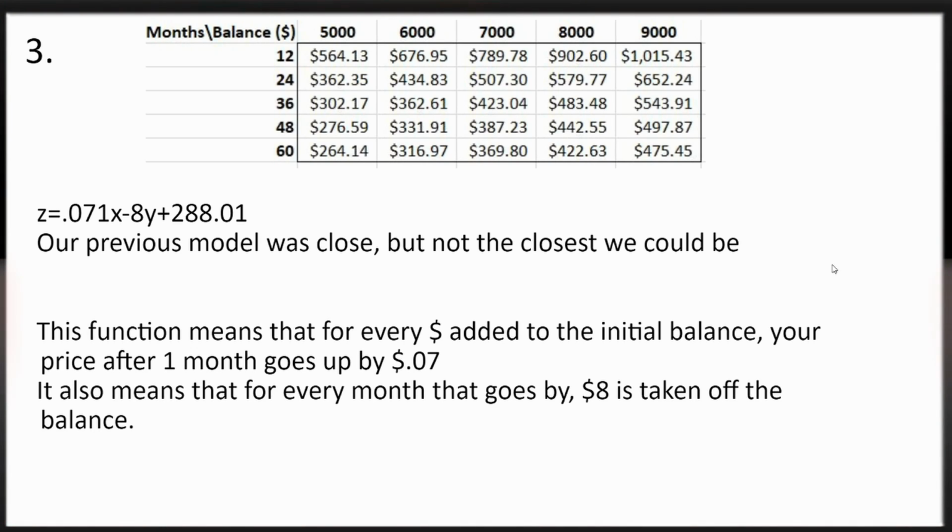So again, this question is also asking, what do the slopes and the intercepts mean in practical terms? Again, we came up with this function means that for every dollar added to the initial balance, your price after 1 month goes up by 0.07 cents. That's for the X, and then for the Y, it means that for every month that goes by, $8 is taken off the balance. So for every month you add towards that payment plan, $8 is taken off the balance.